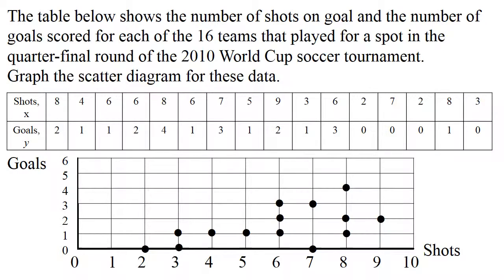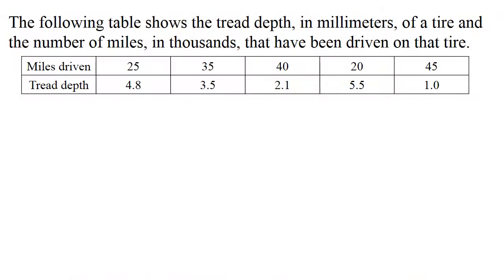Now, if I was trying to determine a relationship here, notice as the number of shots increase, on average, the number of goals also increased. Obviously that wasn't 100% true, but the trend is the more shots you make, the more goals you're going to make. And so we would say that's a positive relationship. As you look at a graph like this, if it looks like the points are going up as you move to the right, then we say that's a positive relationship.